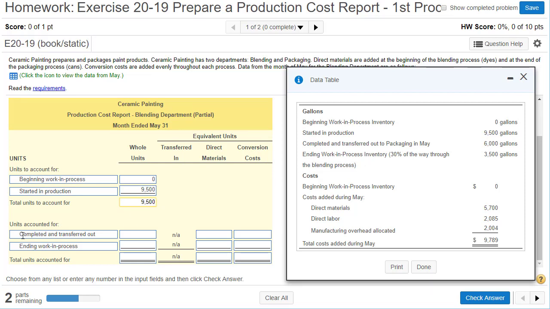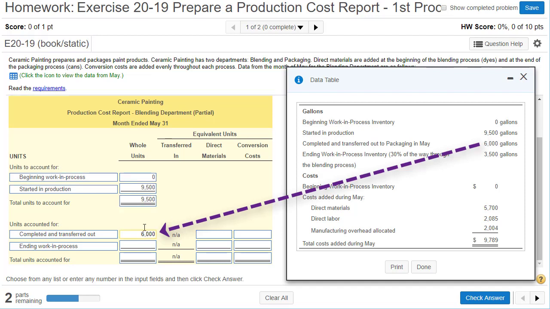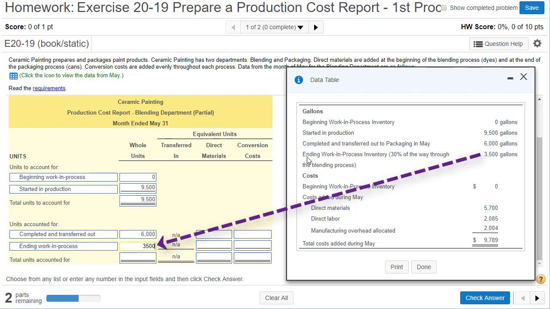Now we need to know how many of those 9,500 gallons were completed and transferred out. So that is 6,000. And so if we had 9,500 to account for and 6,000 were completed, that means the balance, 3,500, were left unfinished. And that means they are in the ending work in process. And of course, our numbers bear that out. Over here, we've got 3,500 gallons. So this 3,500, you can either calculate or you can just get from here. All right, so that gives us our total units accounted for, 9,500.